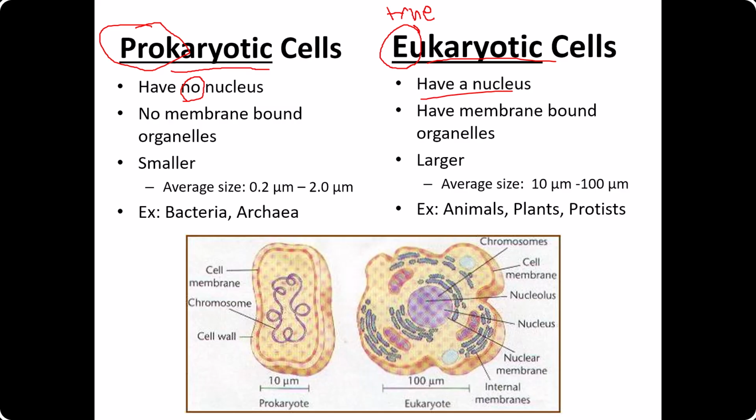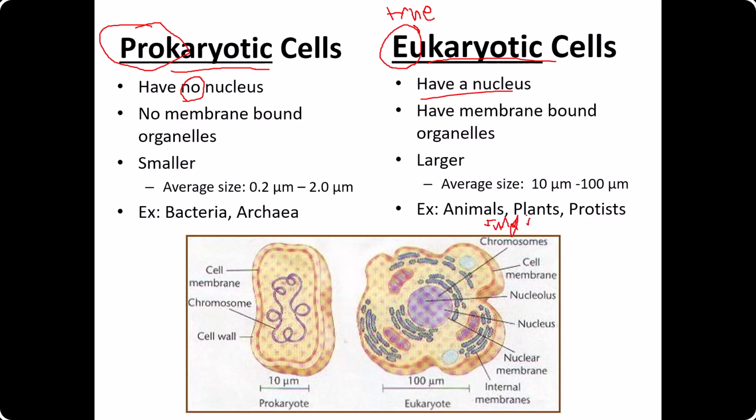Prokaryotic cells are largely more simple than eukaryotic cells. They don't have membrane-bound organelles. Eukaryotic cells do have membrane-bound organelles. Prokaryotic cells are smaller. Eukaryotic cells are larger. Examples of prokaryotic organisms include bacteria and archaea, and eukaryotic cells include animals, plants, protists, and I don't know why I didn't list it, but fungi as well are eukaryotic organisms.